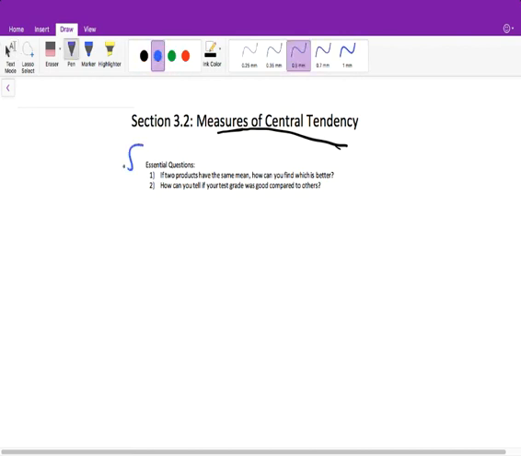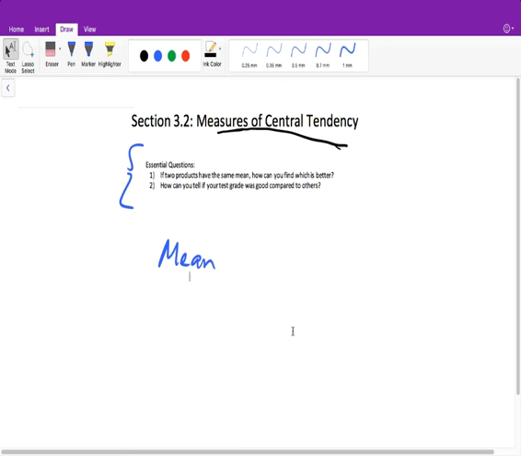Remember, the essential question, something that you need to focus on throughout the entire unit, is: if two products have the same mean, how can you find which is better? And how can you tell if your grade was good compared to others? All right, so let's get into the first part of this section, which is going to be finding the mean, something I'm sure that you all have learned before.